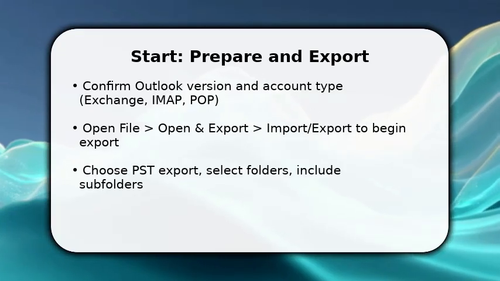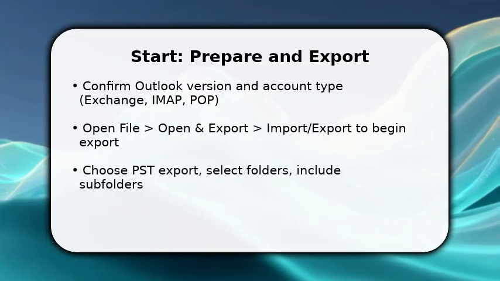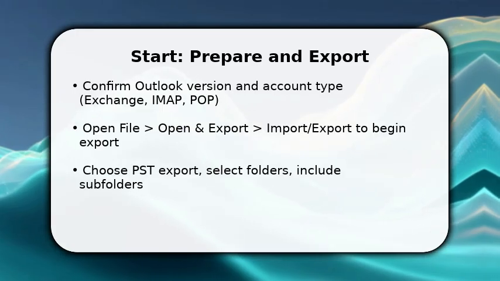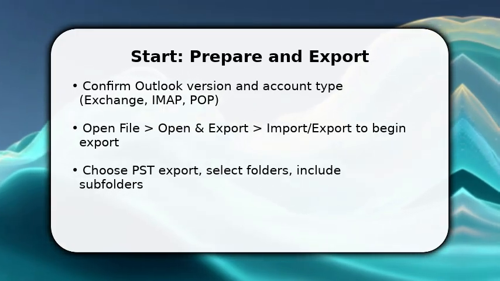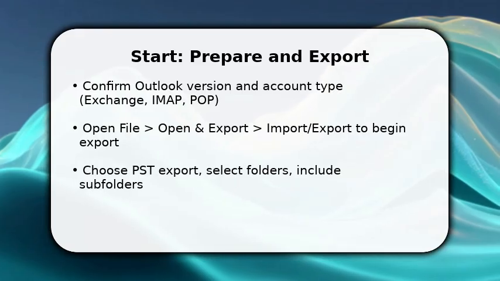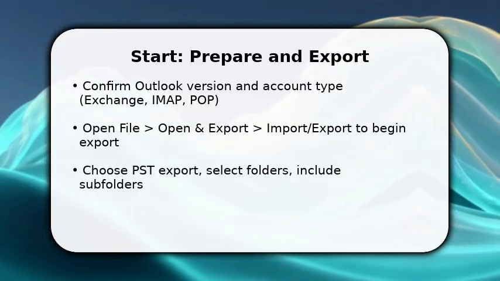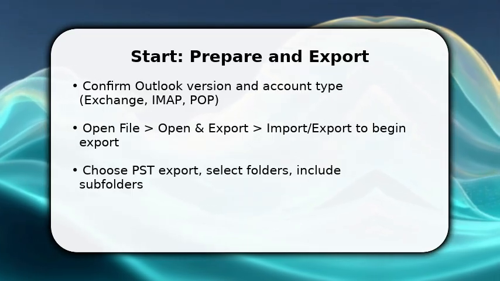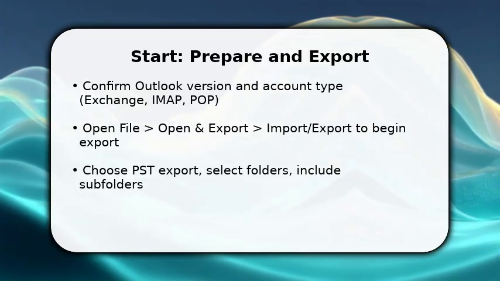You begin by confirming Outlook version and account type so you know which export options apply. Next, open File, then Open and Export, and select Import/Export to start. Choose Export to a file and pick Outlook data file, PST, then select the mailbox or specific folders you want archived and check Include subfolders.